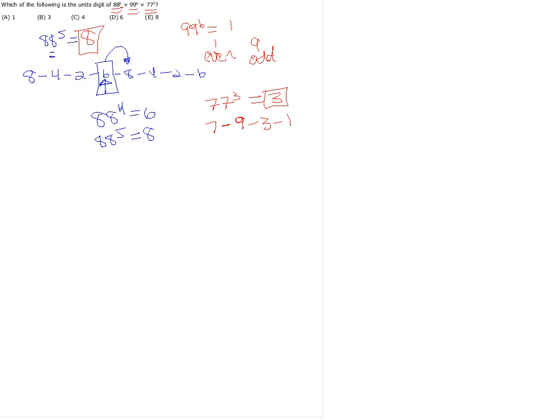But you know what? It's really easy. So we figured out that the 88 to the 5th had a unit digit of 8. We figured out that the 99 to the 6th had a unit digit of 1. And we figured out that the 77 to the 3rd had a unit digit of 3. So all we have to do to get the unit digit of this multiplication is multiply the unit digits, right? So 8 times 1 times 3 is 24, okay? So the unit digit of this entire multiplication is 4.